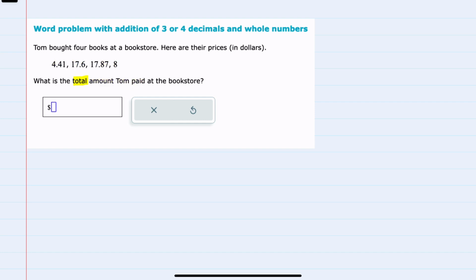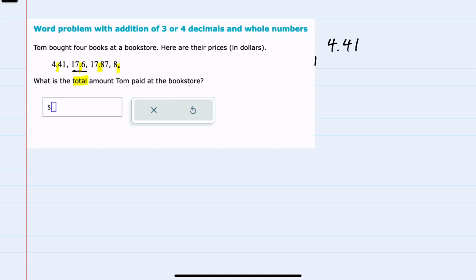And since we have decimals, we will want to align these numbers vertically to add. And the alignment will be based off of the decimals. And even the 8 could be represented with a decimal behind it to help with that alignment. So over on the side here, I'll start with 4.41. And then our next number is 17.6.